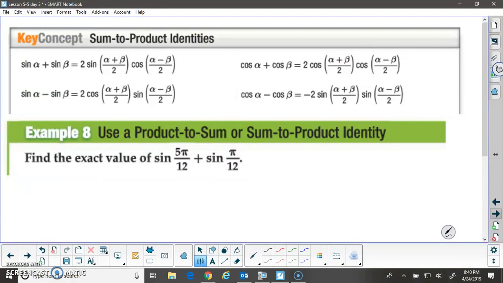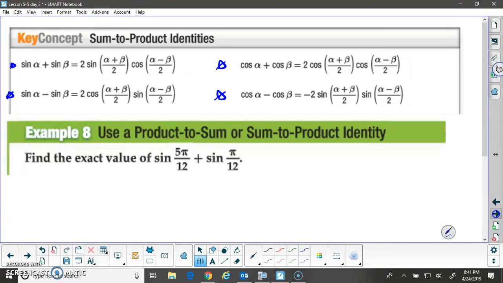The next thing I want to go over is we also have sum to product identities. This particular one says that if you have a sine plus sine, you can change it into sine times cosine. This identity says if you've got a sine minus sine, you can change it into a cosine times sine. This one says if you've got a cosine plus cosine, you can change it into a cosine times cosine. And then the last one, if you've got a cosine minus cosine, you can change it into a sine times sine.